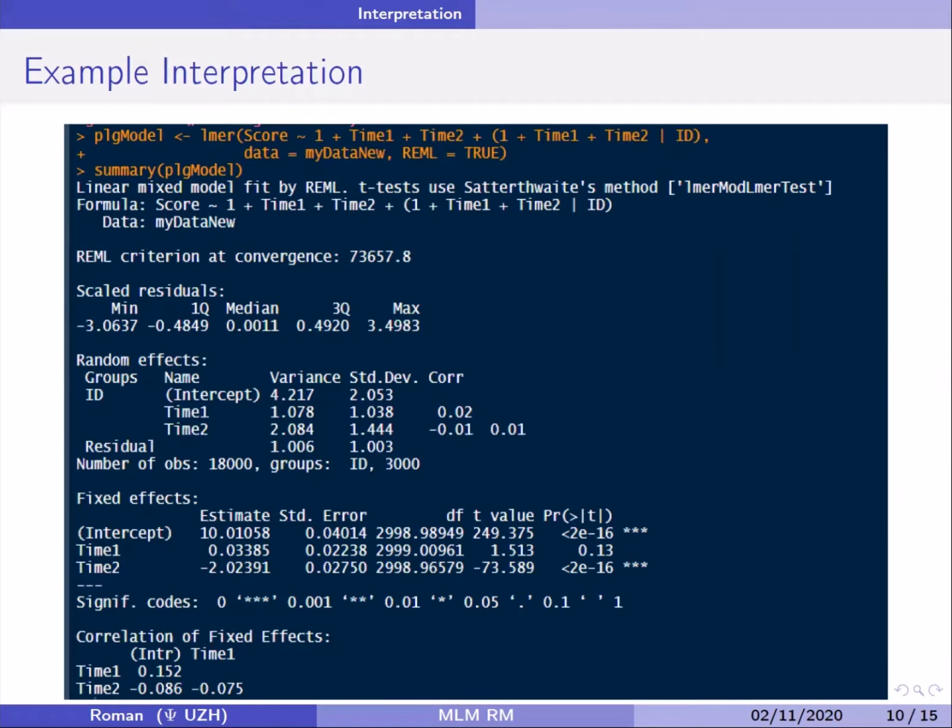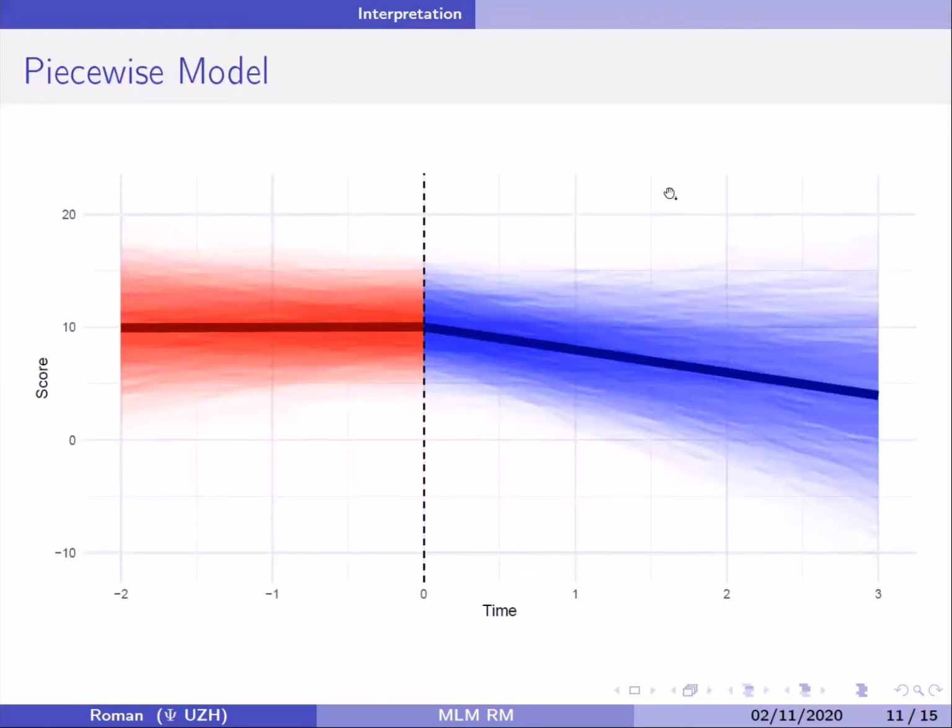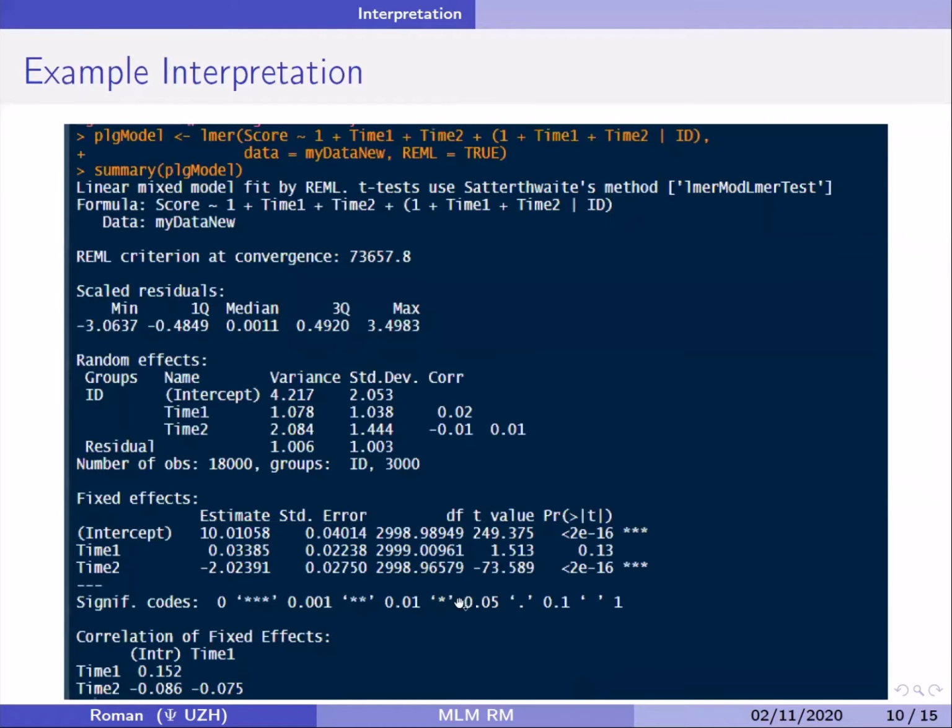Okay, so let's take a look at the plot. This is what I will be tying the interpretation of these results back to. Remember, time 0 is this middle time point here. So this is where we'll be starting with the intercept and how it's reflected in the model results. So let's start. The intercept is 10.01.